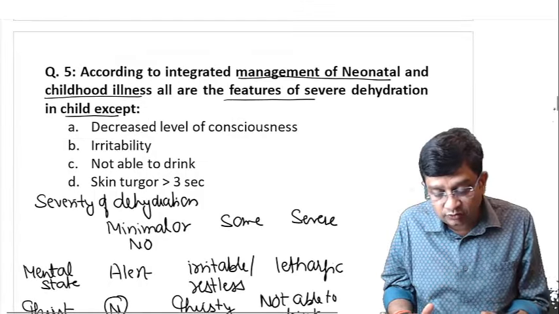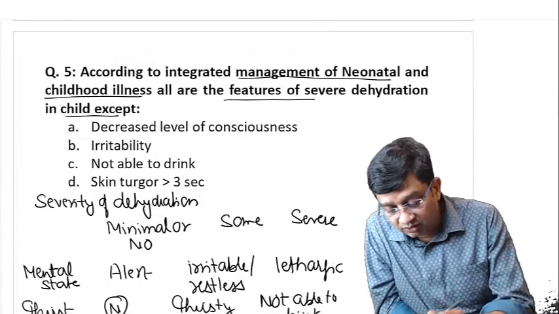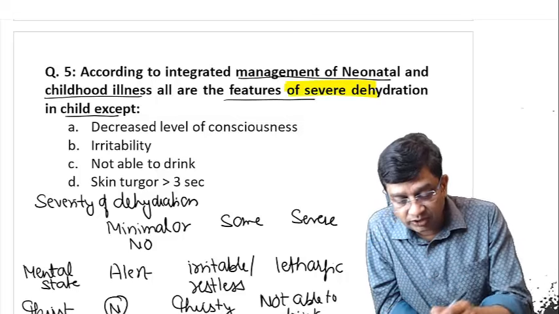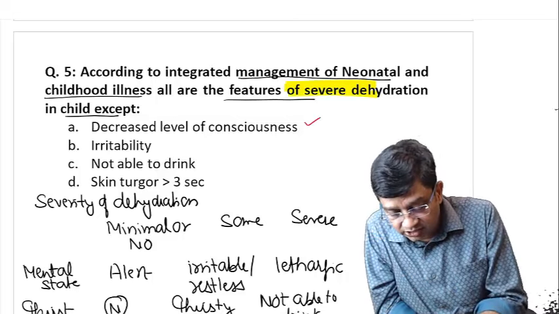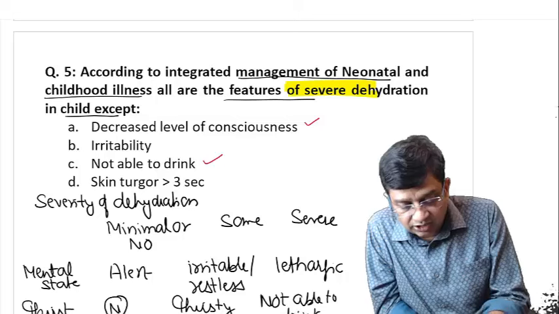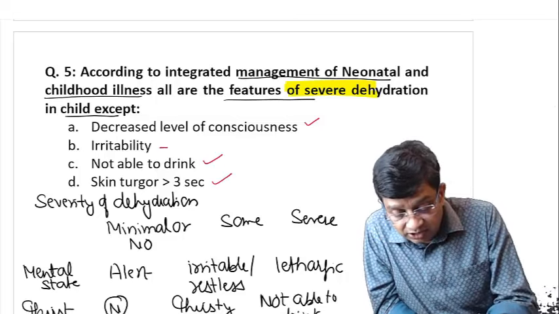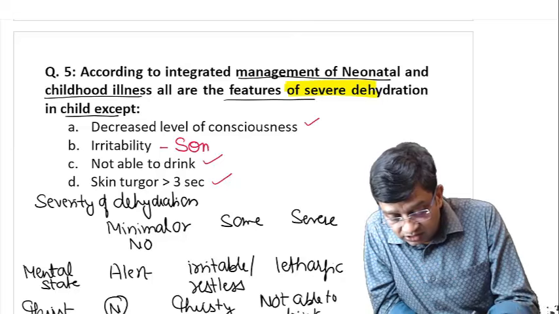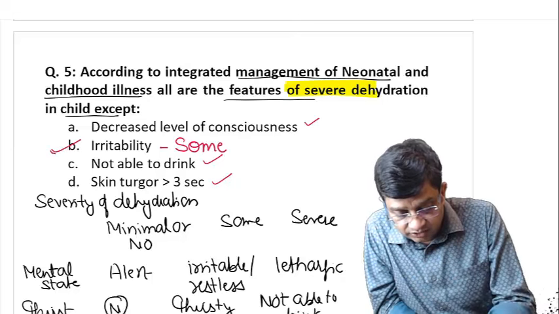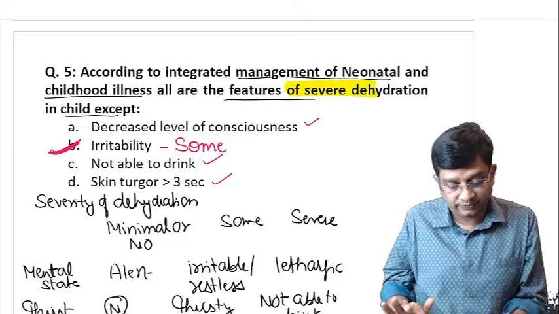In this question, if you see, what we have asked is the features of severe dehydration. Decreased level of consciousness, yes. Not able to drink, yes. Skin turgor more than 3 seconds, yes. But irritability is a sign of some dehydration. This is irritability is a sign of the some dehydration, right?